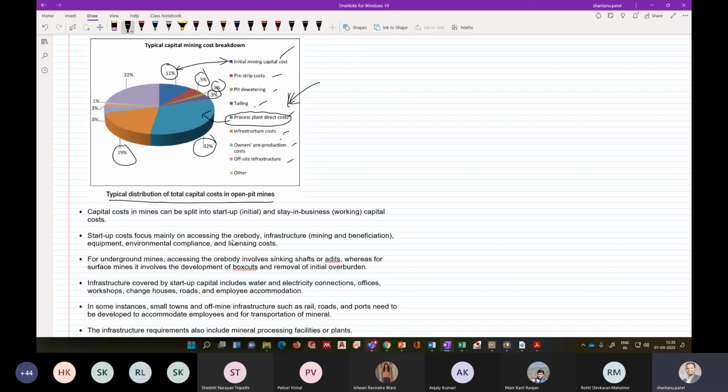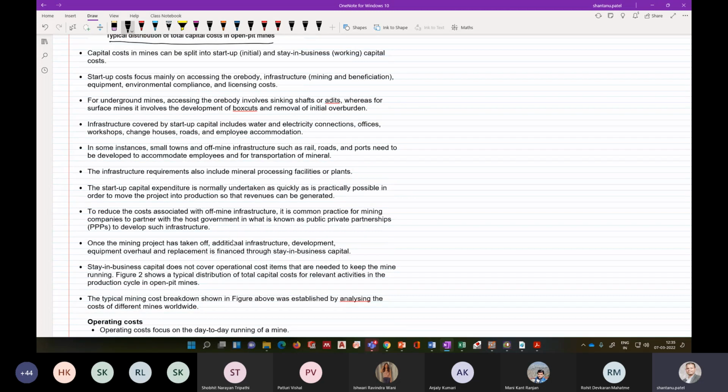Yeah, please go through this. I think we almost discussed this, I'm not going to repeat. Like the capital cost in a mine can be split into startup or stay in business cost, right? Like startup cost. This you already have, please go through this. So this is talking about the development cost. For underground mines, the sinking of shafts or adits, or in surface mines the development of the box cut. So this goes into your development cost, right?